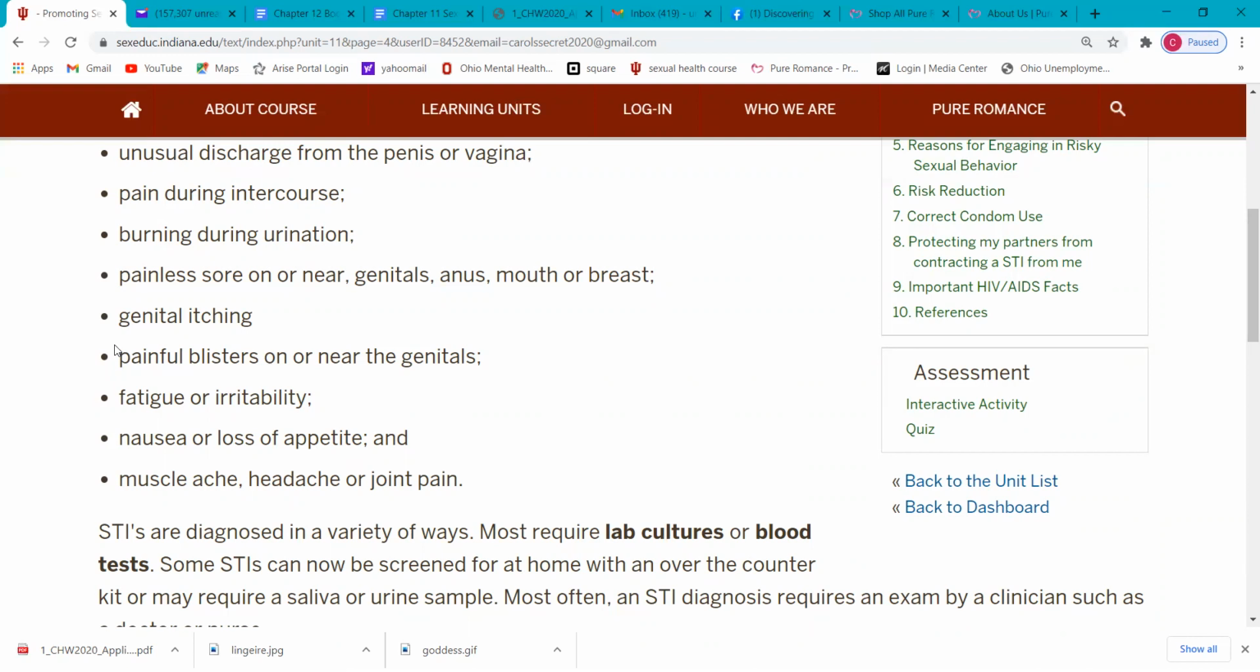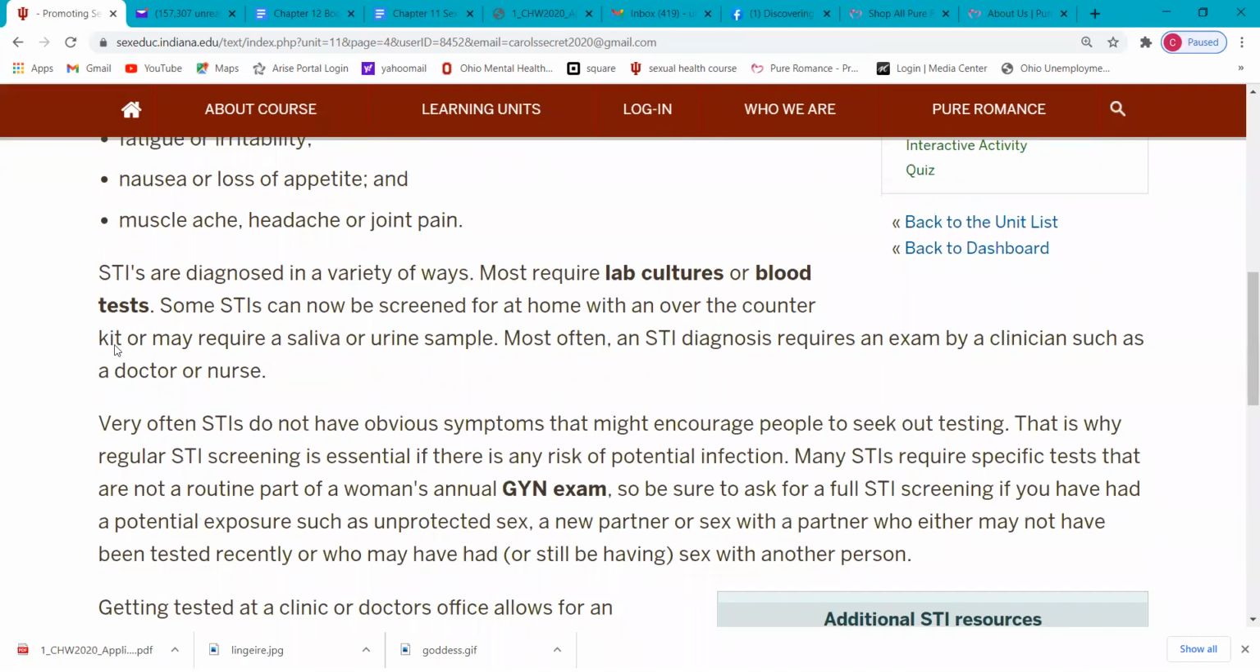Now, STIs are diagnosed in a variety of ways. Most require lab cultures or blood tests. Some STIs can now be screened for at home with an over-the-counter kit or may require a saliva or urine sample. Most often, an STI diagnosis requires an exam by a clinician, such as a doctor or nurse.